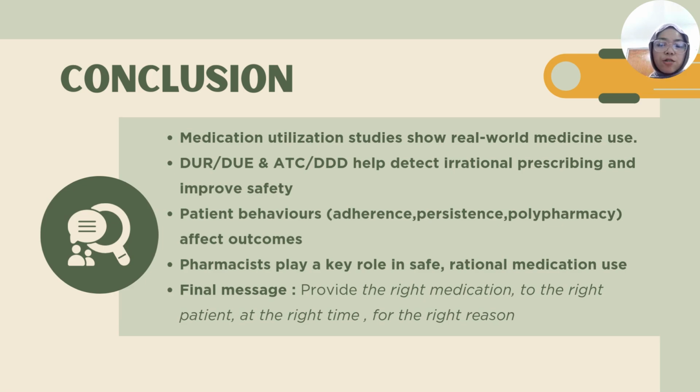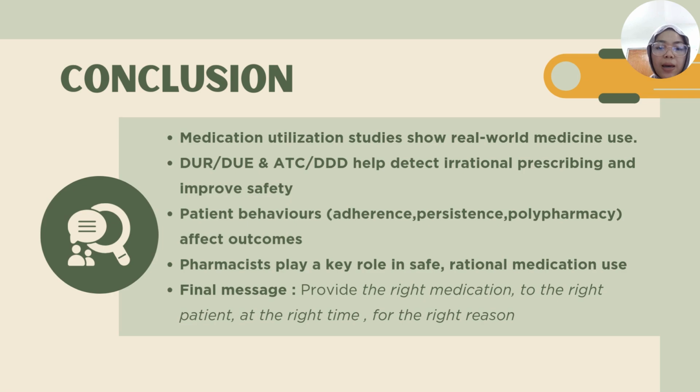So last but not least, I'd like to conclude everything that we have discussed today. So overall, medication utilization studies are very important because they help us to understand how the medicines are actually used in the real world, not just what is written in the guidelines. So they show us whether the medicines are being used properly, whether there are any problems, and where we can improve. So tools like DUR and DUE help us to detect inappropriate prescribing, for example, wrong doses, unsafe drug combinations, or unnecessary medicines. Meanwhile, systems like ATC and DDD help us to measure and compare the medication use across hospitals or even countries.